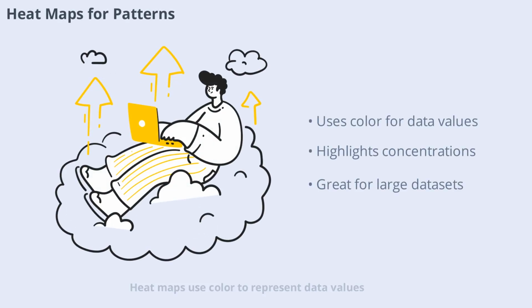Heat maps use color to represent data values, making it easy to spot patterns and concentrations. Each cell or area is colored based on its value, with darker or brighter shades indicating higher or lower values. Heat maps are often used in fields like geography, biology, and business analytics to visualize things like population density, gene expression, or sales performance across regions. They turn complex data into a visual story that's easy to interpret.